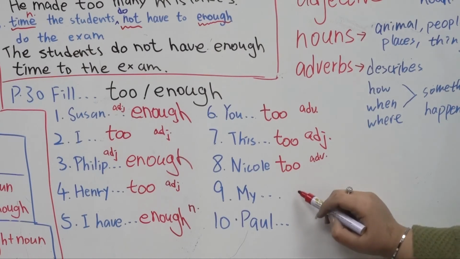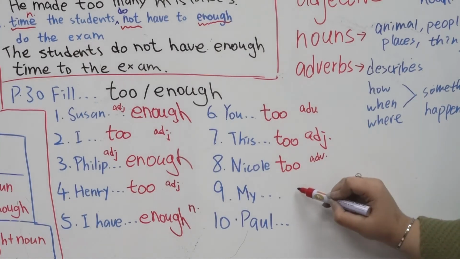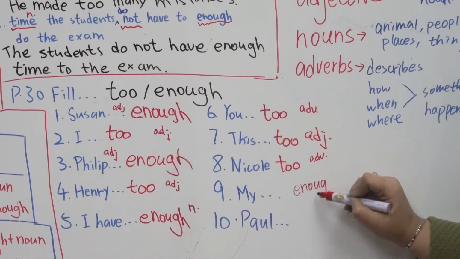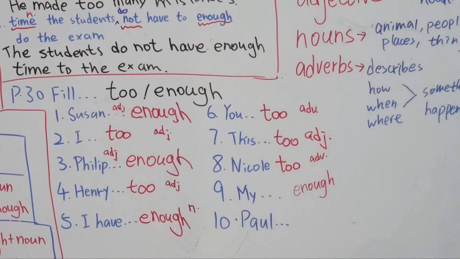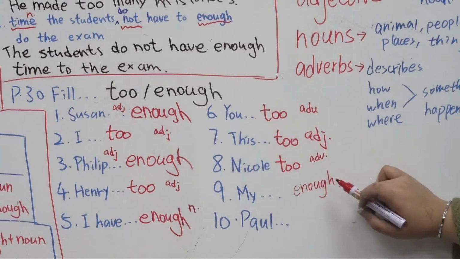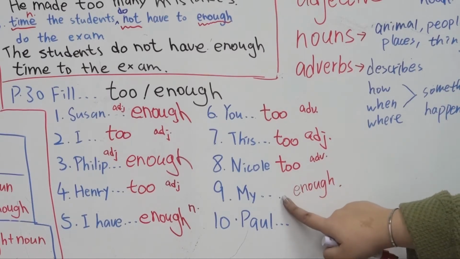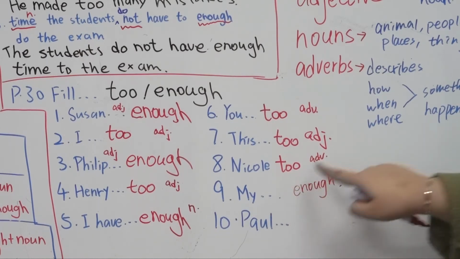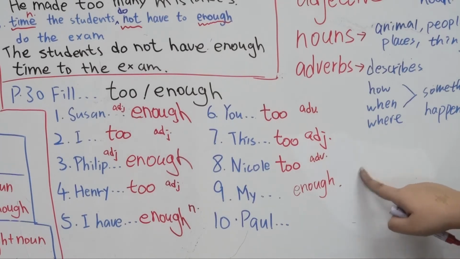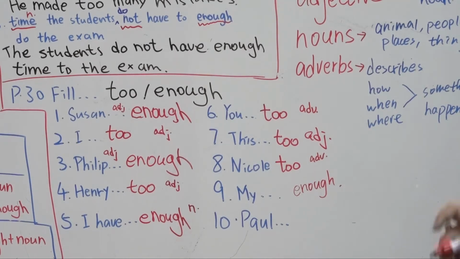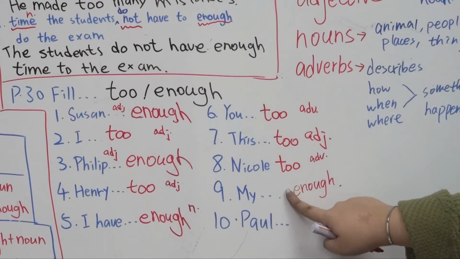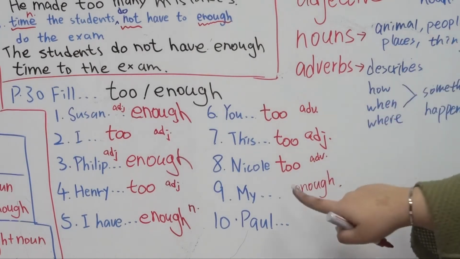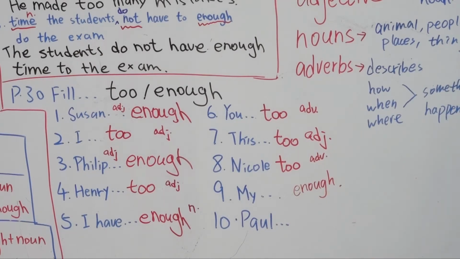Number 9. My meal is warm. Is warm too. Enough. Is warm enough. Alright, here warm comes before, right? If the word warm is here, you may use too. My meal is too warm or is too hot. But if the adjective comes first, you have to use enough. That makes sense.